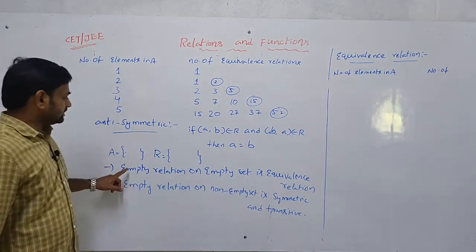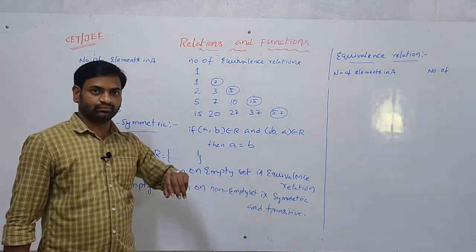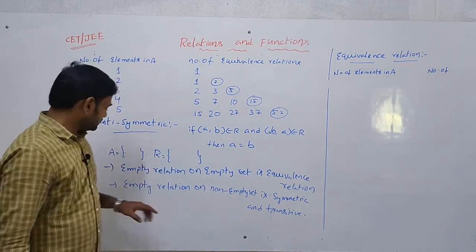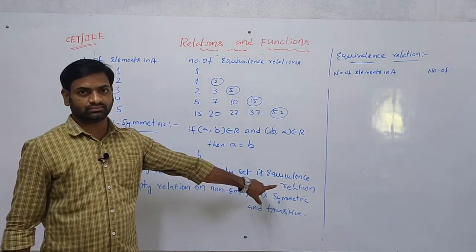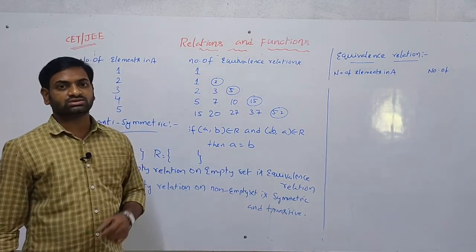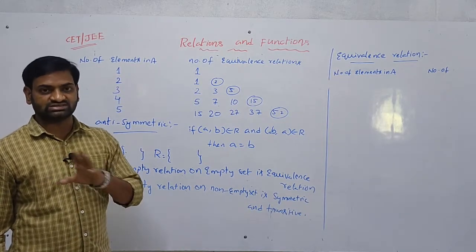So what is it? An empty relation on an empty set is an equivalence relation, with all three: reflexive, symmetric, transitive. If it is an empty relation on a non-empty set, then it is only symmetric and transitive, not reflexive.